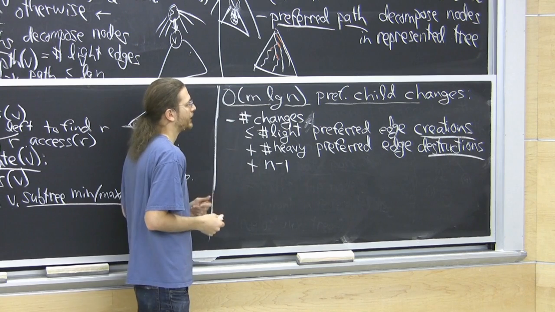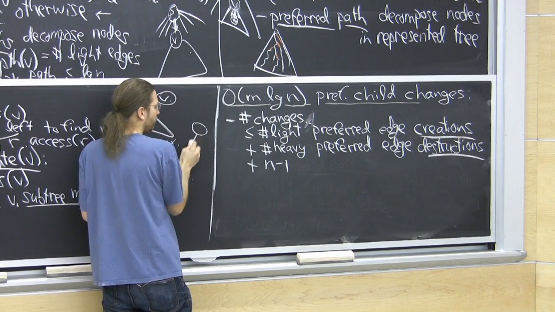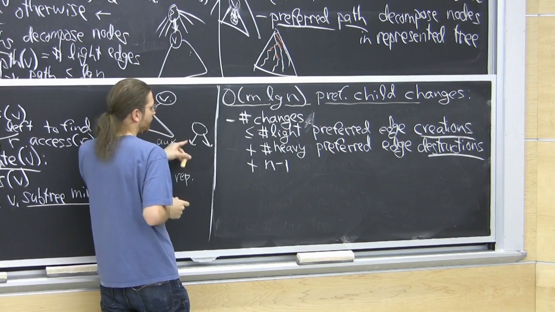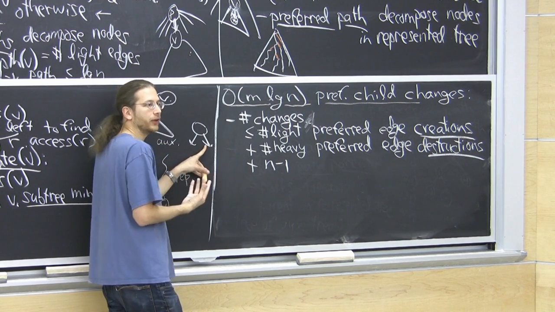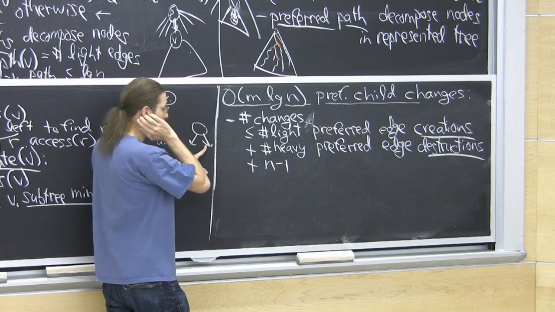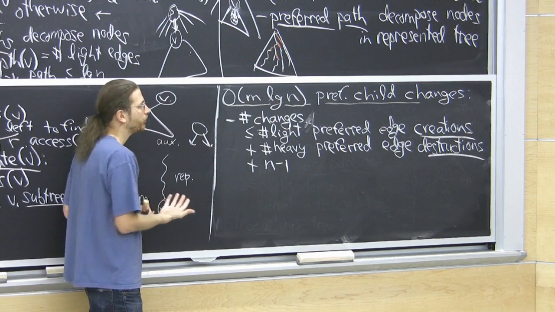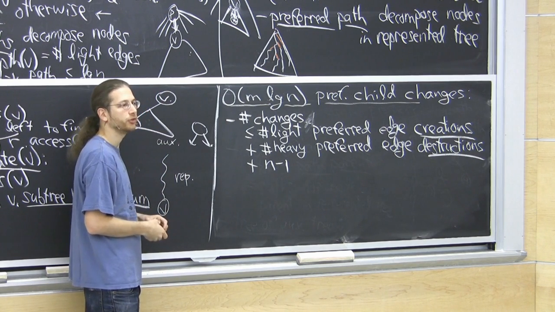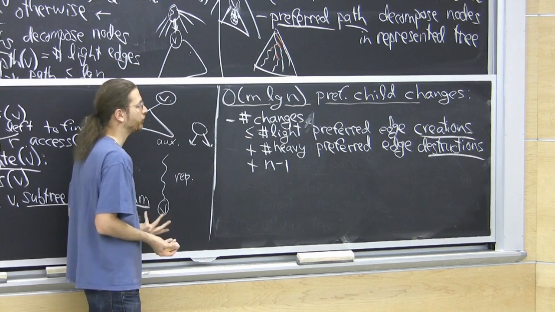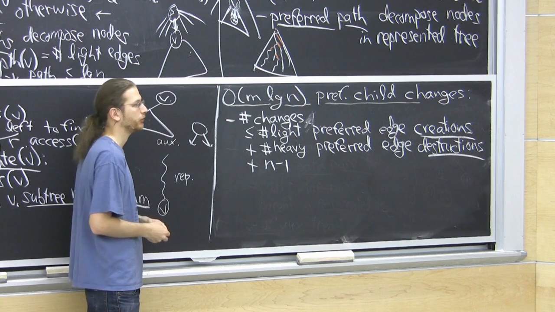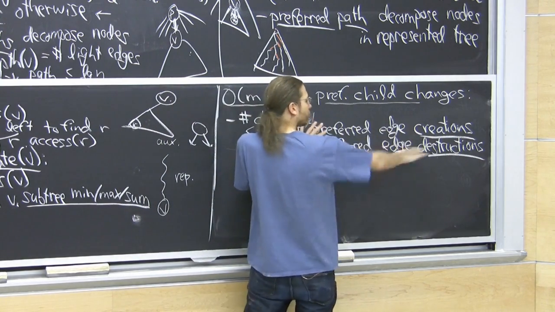When you change the preferred child of one node from this to this, I'm going to think of this edge as being destroyed from its preferredness, and this one is being created in its preferredness. Of course, we could count preferred edge creations, which would be basically the same as preferred child changes. Or we could count preferred edge destructions, which would be basically the same as the number of changes. So that's the idea. I want to look at preferred edge creations or preferred edge destructions.